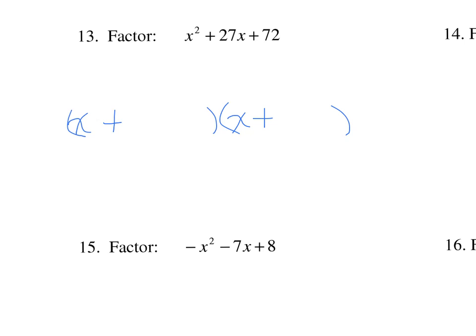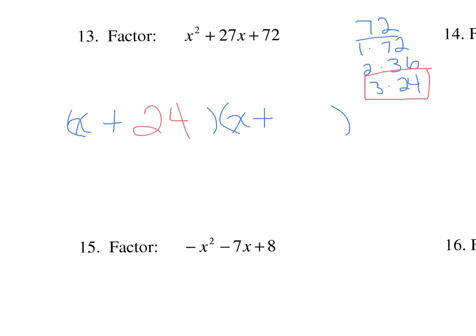All right, this is a little bit challenging just because the numbers are kind of big. So make a list. What multiplies to make 72? 1 times 72, 2 times 36, 3 times 24. Oh, there it is, right there. 3 times 24. Those can add to make 27. So 24 and 3.